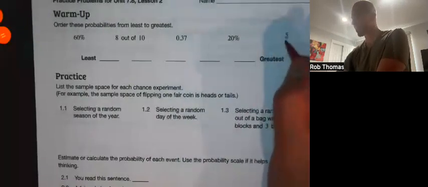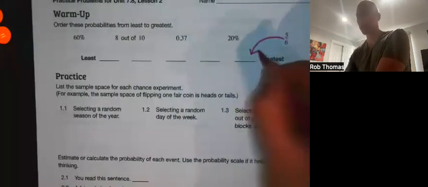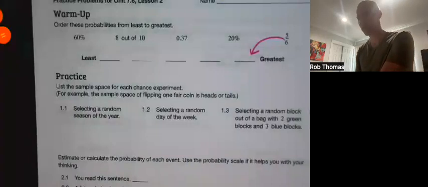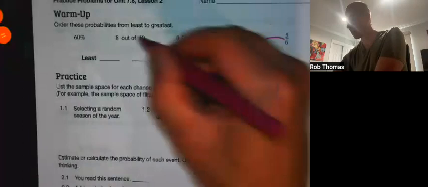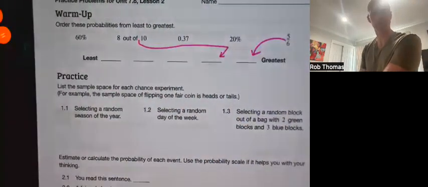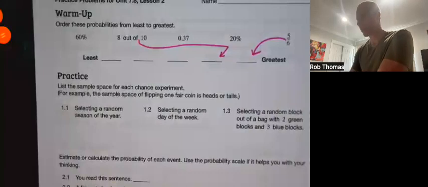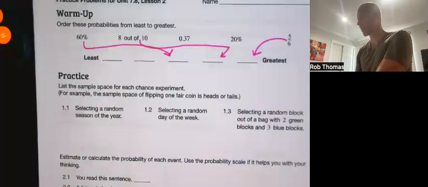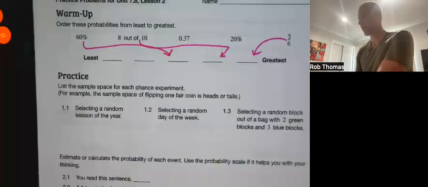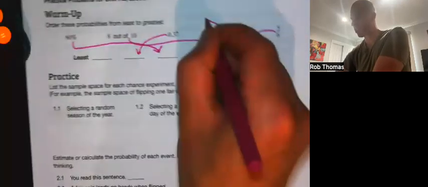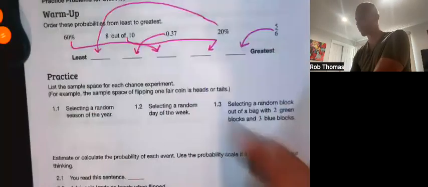So 5/6 will go here in the greatest spot. I think the next one down was the 80%. That's the 8 out of 10. So it'll go here. Oop, I almost went too far. I had to turn around. Then the next one after that was 60%. So it'll go here. And then the next biggest one from there was the 37%, and the smallest one was the 20%.